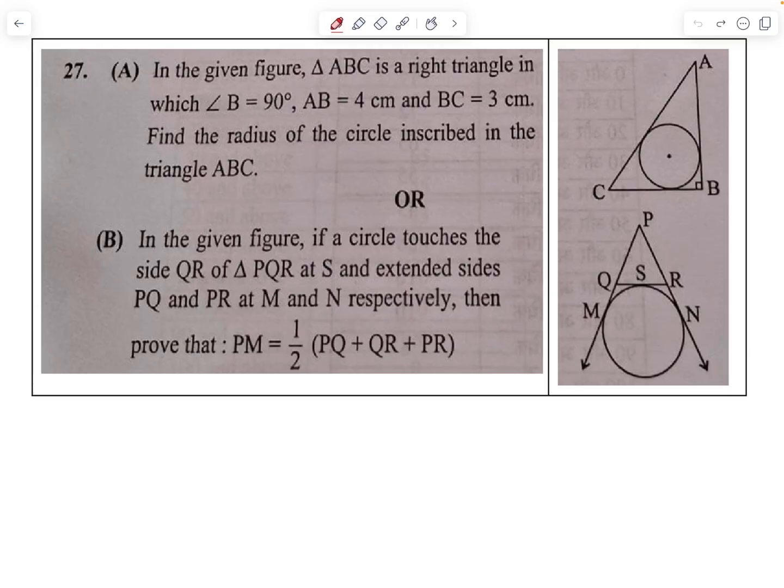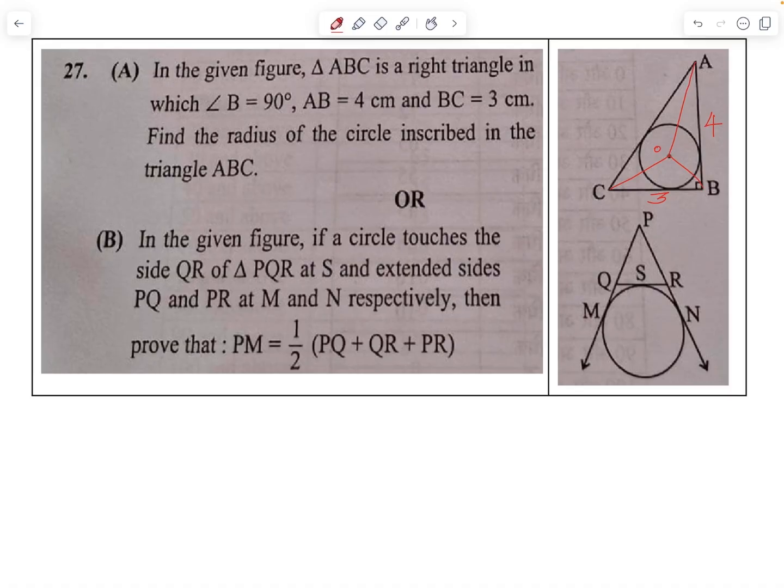90 degree, AB is 4 centimeter and BC is 3 centimeter. Find the radius of the circle inscribed in the triangle ABC. Let O be the center of this circle. Let's join C and O, A and O, B and O. Now we have divided this triangle ABC into three parts: AOC, AOB and BOC.